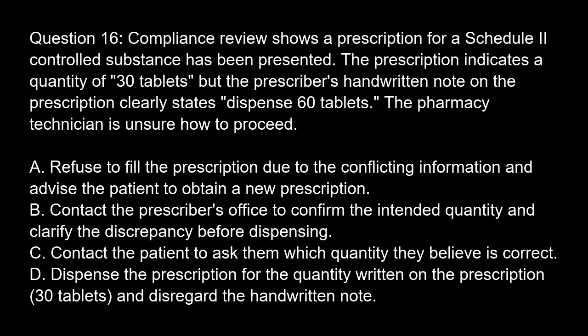Option A. Refuse to fill the prescription due to the conflicting information and advise the patient to obtain a new prescription. Option B. Contact the prescriber's office to confirm the intended quantity and clarify the discrepancy before dispensing. Option C. Contact the patient to ask them which quantity they believe is correct. Option D. Dispense the prescription for the quantity written on the prescription, 30 tablets, and disregard the handwritten note.